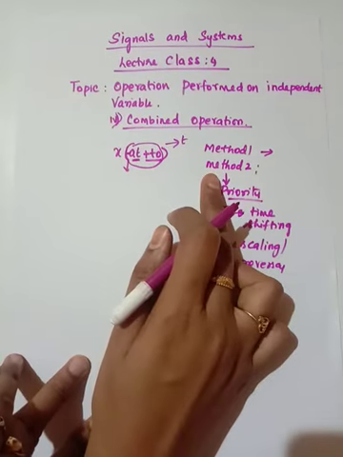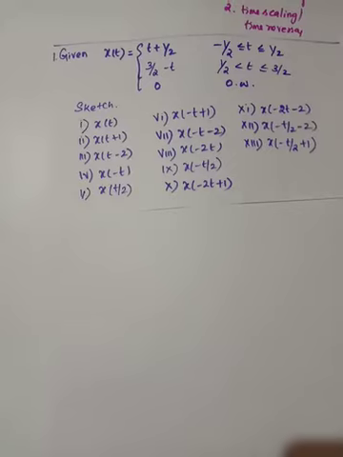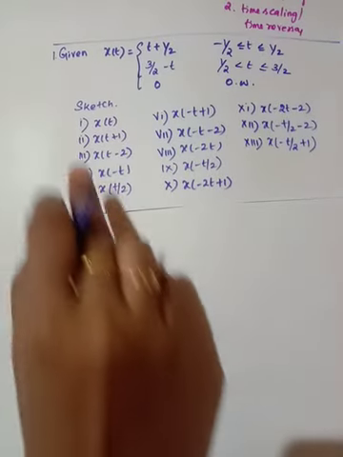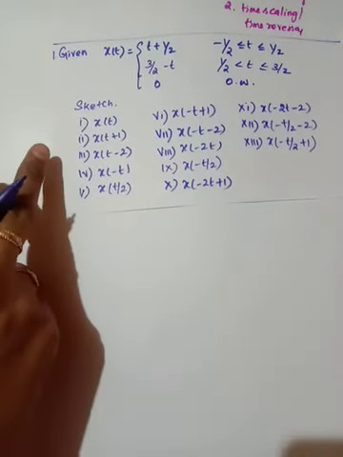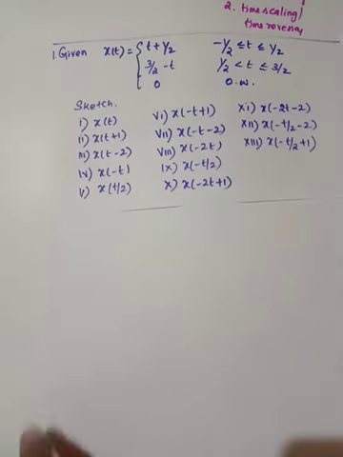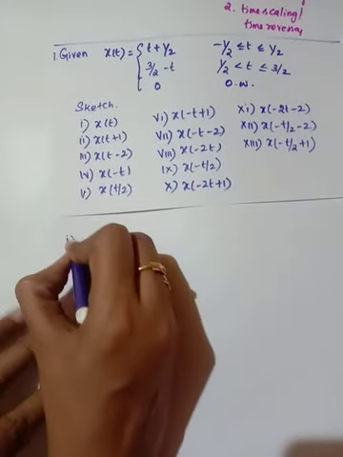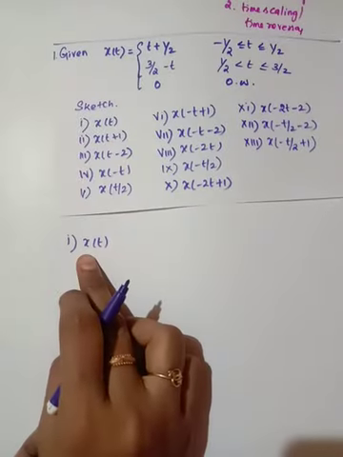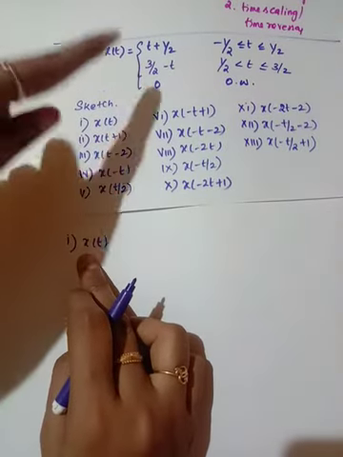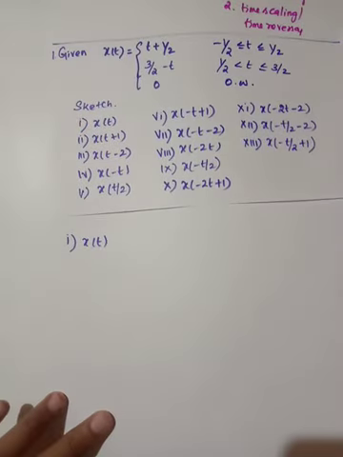Now I will explain this example with these two methods. Consider this problem. Here x of t is given as a mathematical expression, and you need to sketch the following things. The first thing you need to sketch is x of t. So from this mathematical expression I am going to sketch x of t.